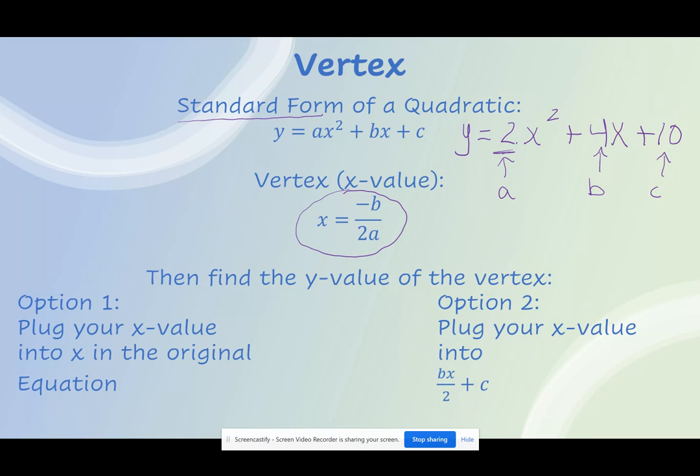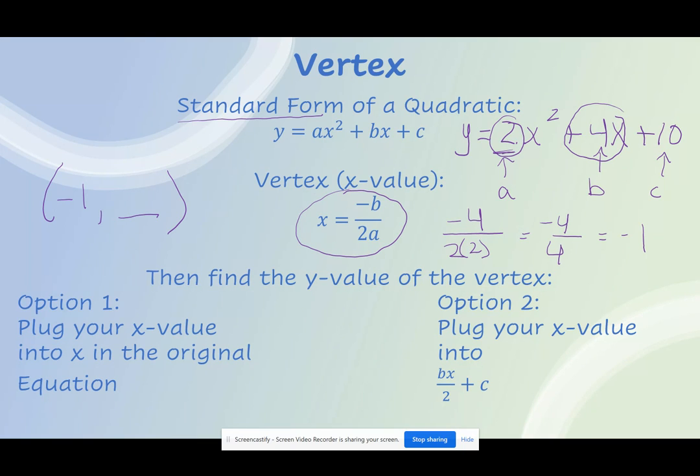So to find your x value of your vertex, you're going to do negative b over 2a. So you take the opposite sign of this number in front of the x, so we'll get negative 4 in this case, and then 2 times the number in front of your x squared, so 2 times 2. So you get negative 4 over 4, which is negative 1. So that means your vertex is at negative 1 comma something.